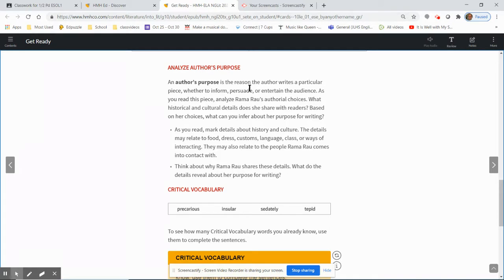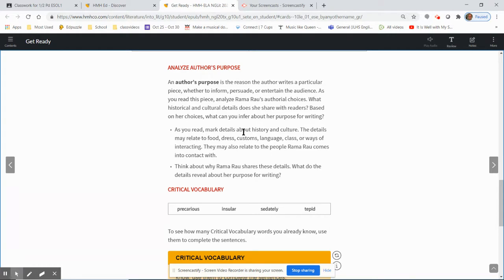An author's purpose is the reason the author writes a particular piece, whether to inform, persuade, or entertain the audience. As you read this piece, analyze Rama Rao's authorial choices. What historical and cultural details does she share with readers? Based on her choices, what can you infer about her purpose for writing?